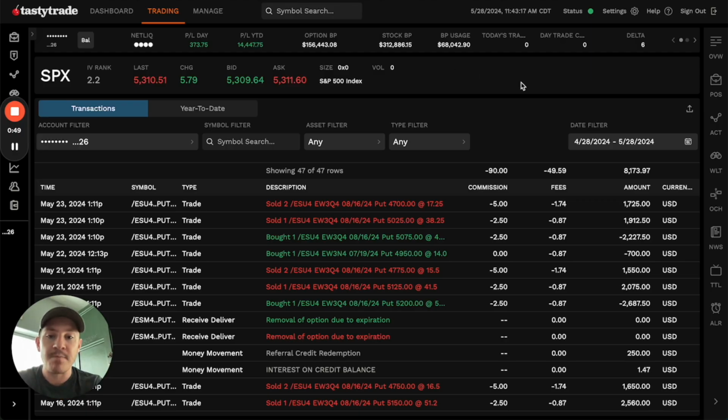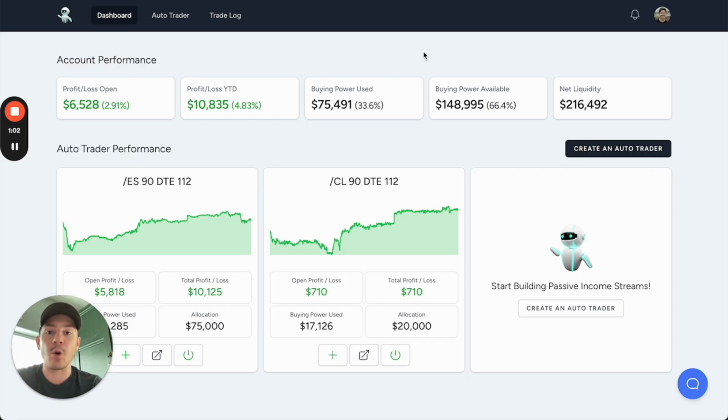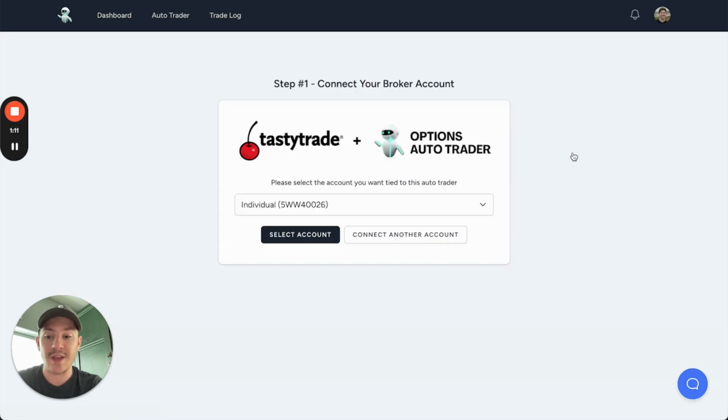First off, again, here's my Tasty Trade account over the last 1 month. I am exclusively trading 112 trades, and you can see here I made about $8,000 of trading from 112s. Now again, how do we automate the 112 strategy? Well, it's very simple. I built this tool called the Options Auto Trader, and it's very simple to set up even if you don't know coding or you're not tech savvy.